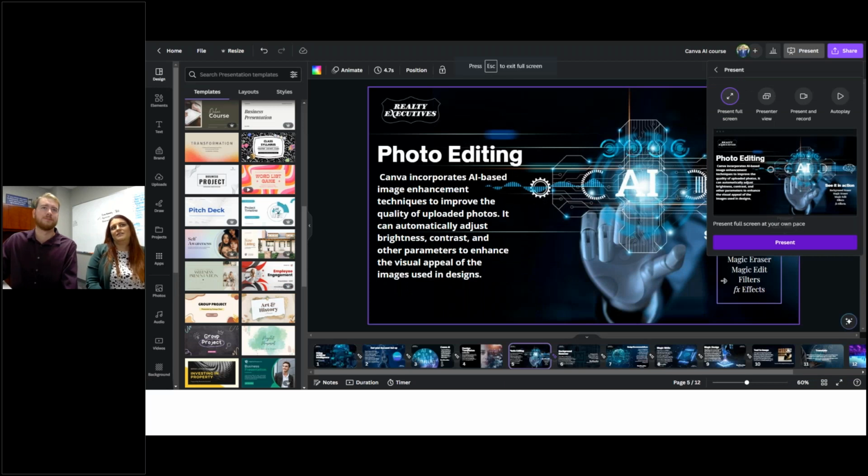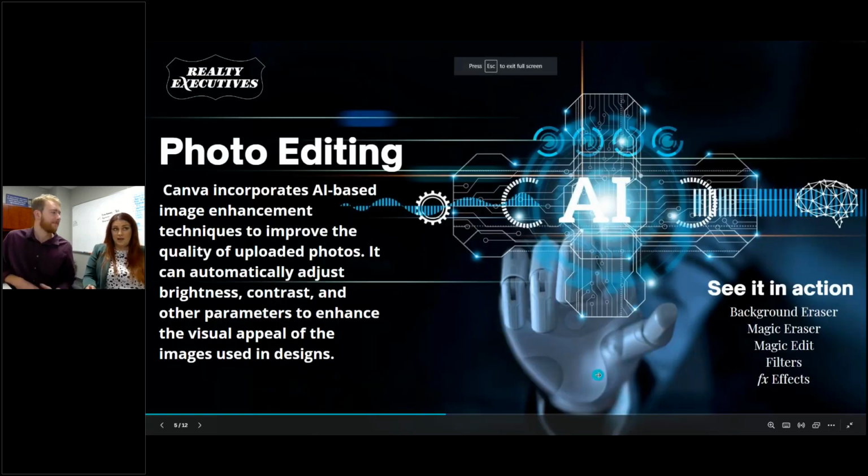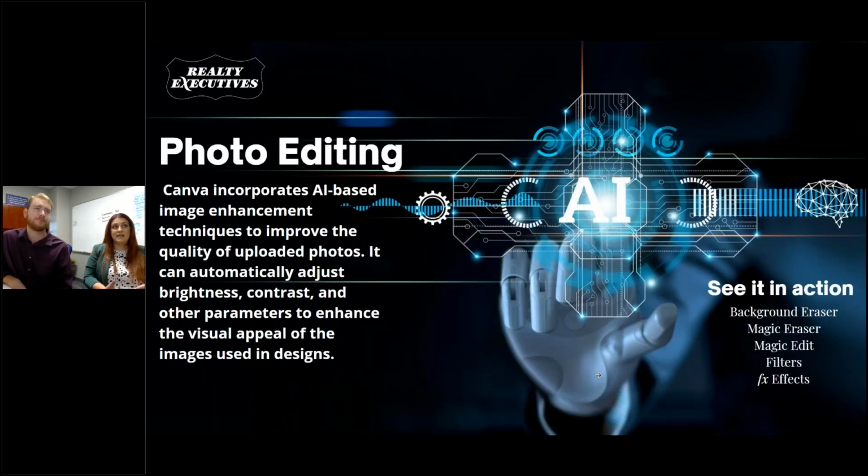So photo editing in Canva is AI based, and what that means is it takes image enhancement techniques to improve the quality of the uploaded picture for you. It can automatically adjust brightness, contrast, and other parameters to enhance the visual appeal of the images used in the design. It can do so many different things between background eraser, so to make it where you just pop out on a headshot. It can do magic eraser where you select something and that's what disappears out of the picture.